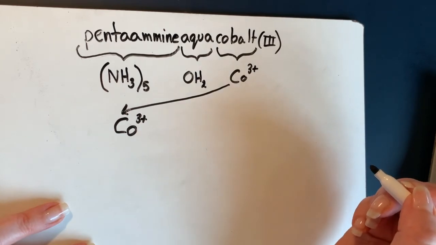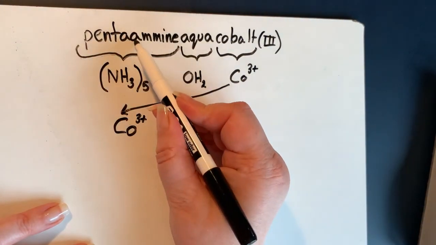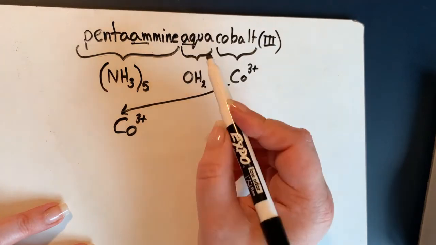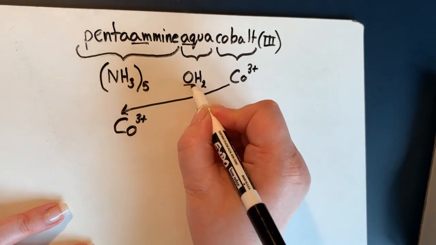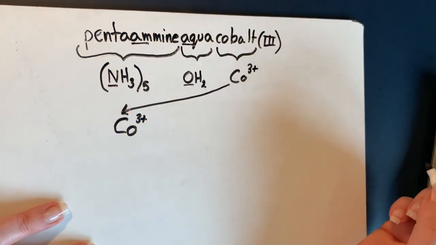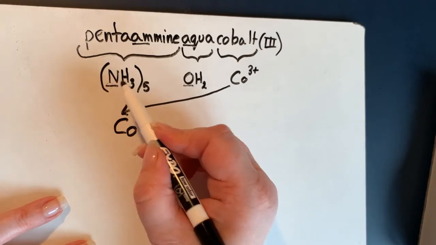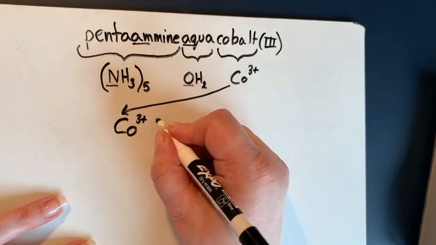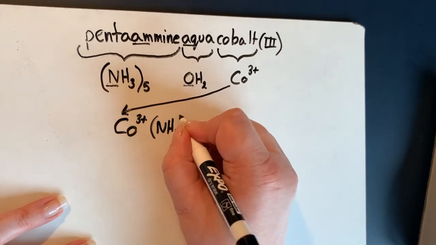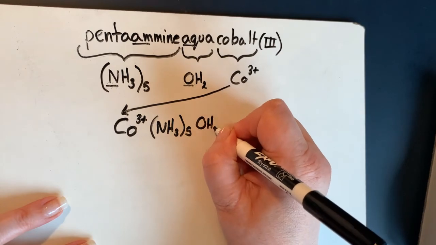Next in order, alphabetically, but alphabetically by the first letter of the ligand in the formula. So because N is alphabetically before O, our formula is going to be NH3, 5, OH2.